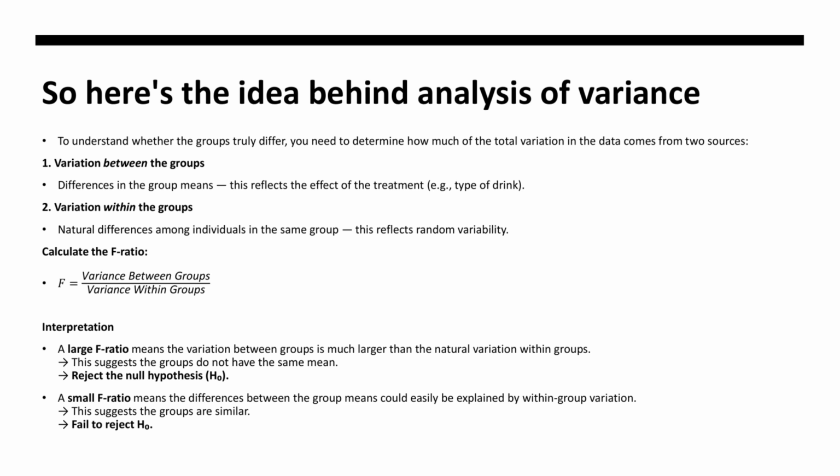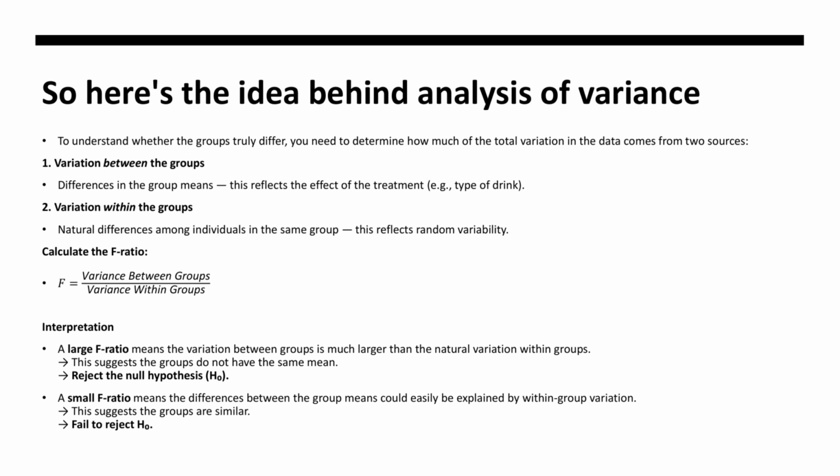The second source is variation within the groups. This refers to natural differences among individuals inside the same group. Even if everyone drinks the same beverage, people will still react at slightly different speeds. This variation reflects random variability, individual differences, and measurement noise. ANOVA works by comparing these two sources of variation. It asks a very simple but powerful question: is the variation between groups larger than what we would expect just from random variation within groups?